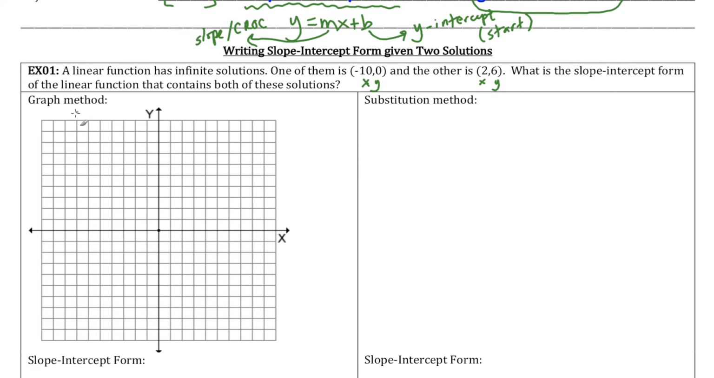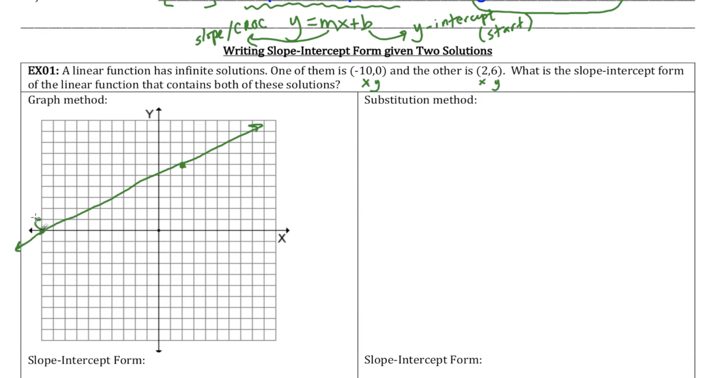So remember, we will have a graph method, we will have a substitution method. Graph method: negative 10, 0, and 2, 6. So we know that there's a line that connects these two, right? The question is, what is the equation of that line? So let's figure out how to go from here to here so we can get our slope.